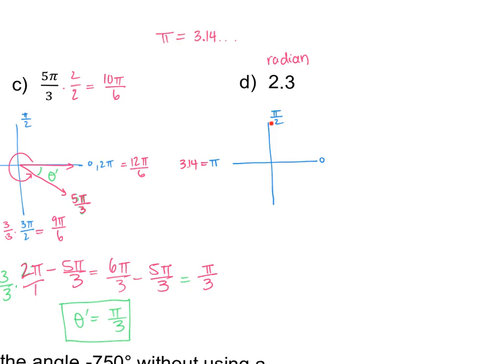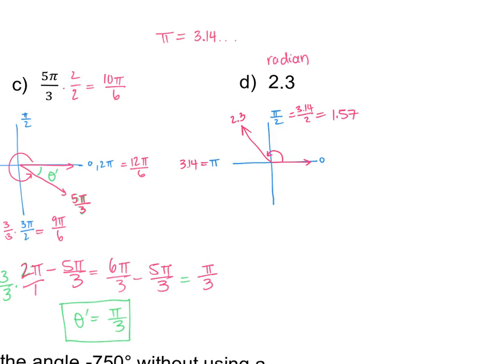So what I'm going to do here is figure out what pi over 2 is. What is about 3.14 divided by 2? If I use my calculator, 3.14 divided by 2 is about 1.57. So this number here is not in the first quadrant because 2.3 is bigger than 1.57. So it's somewhere in this quadrant then. So here's my initial angle. If I were to go to here, this is about 2.3.